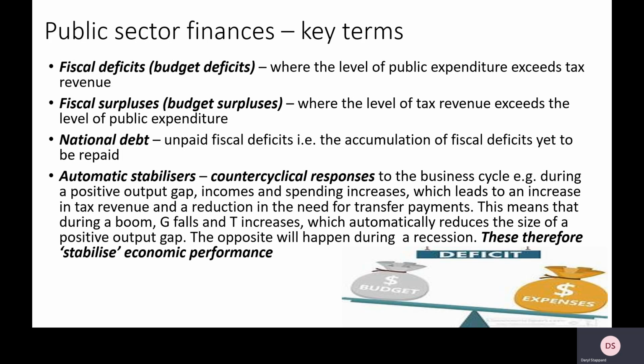So in a boom, automatically, government spending will fall and taxation will increase to ease the size of that positive output gap. And in a negative output gap, taxation will automatically fall and government spending will increase to help ease the size of that negative output gap situation. So you've got there, everyone, automatic stabilizers.